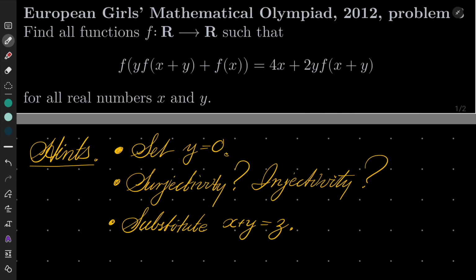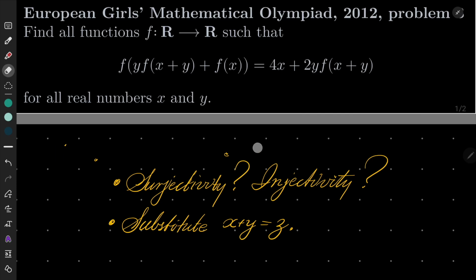My hints for this equation: try setting some values, for example set y equals 0 and see what you get there. Then think about surjectivity or injectivity of our function. And finally, it may be beneficial to substitute a new variable for x plus y. So let's say x plus y equals z. So okay, give this problem a try and I will see you in a moment.